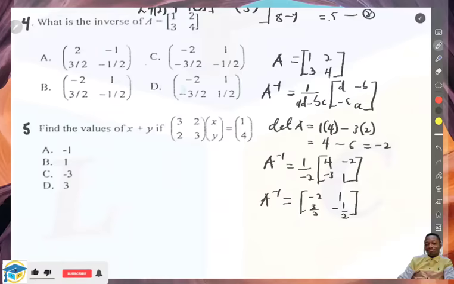And among these options, the best option to go for should be option B. And I hope that is correct too. Yeah, so B. Go for that.